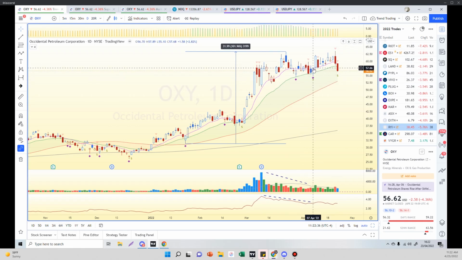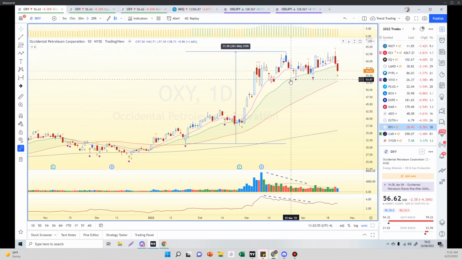This is potentially where you would be looking to buy, but it just didn't set up very well. This one, I don't think, to be honest. Why not? Because it's not a nice clean retracement and then up.